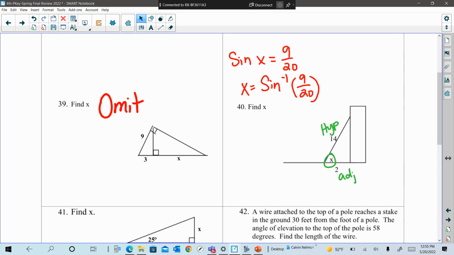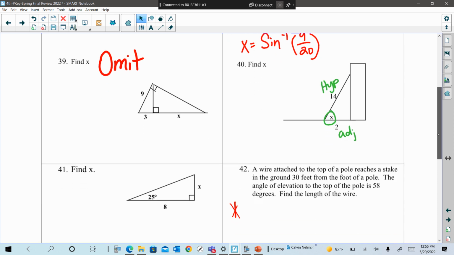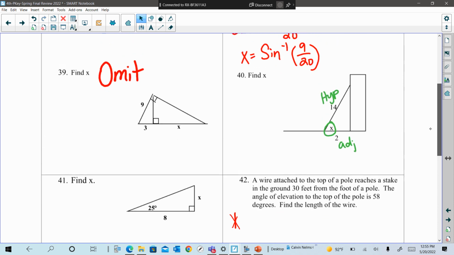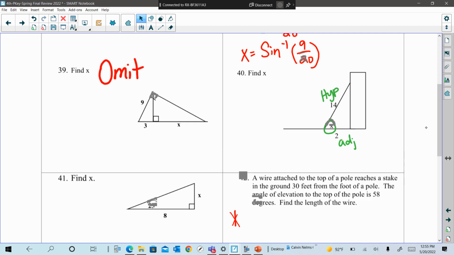So which trig function would this be? Yeah, cosine. 40 is like 38, but it's just cosine. If you can switch 2 over 14, would you be able to just simplify that? You can reduce it to 1/7, but you still have to put it in the calculator and still use cosine. So it doesn't matter. It'll give you both. If you didn't reduce it, it'll still give you the right answer.